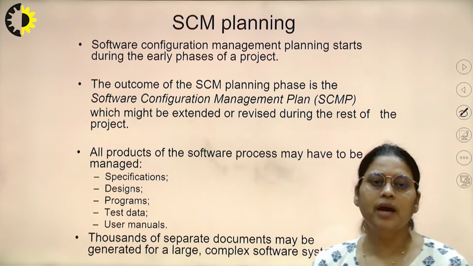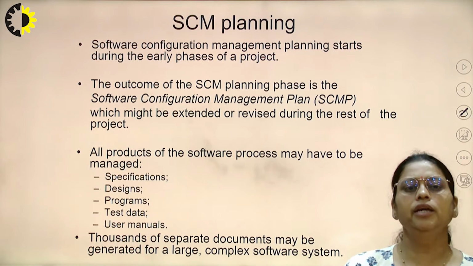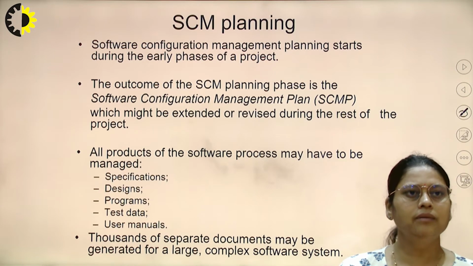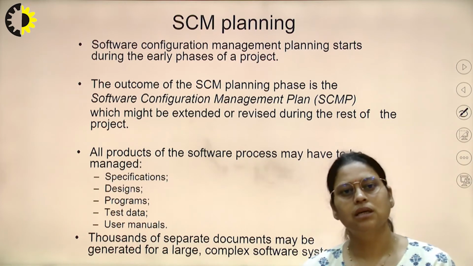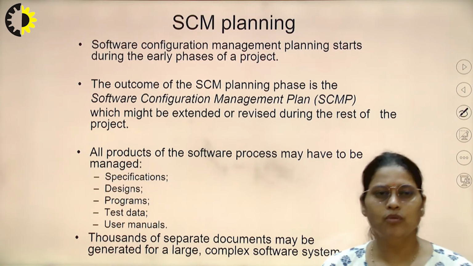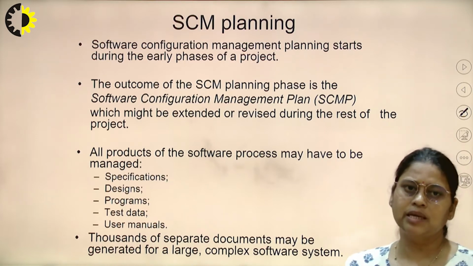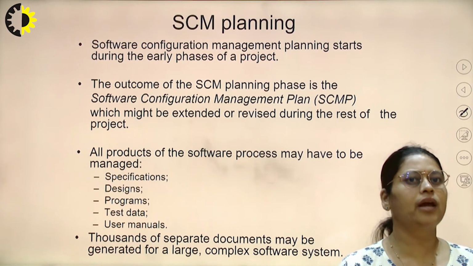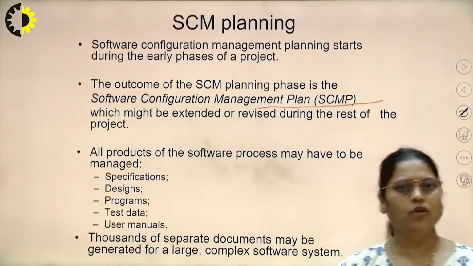Once we apply this SCM process to manage or control the software, there is a need of some planning. So there is software configuration management planning. Configuration management planning starts during the early phases of the project. We can say that once we start from the problem statement, at the very early phase, we have to start the process of SCM planning also. The outcome of the SCM planning phase is the software configuration management plan. So we have to generate a plan about controlling or managing the software.